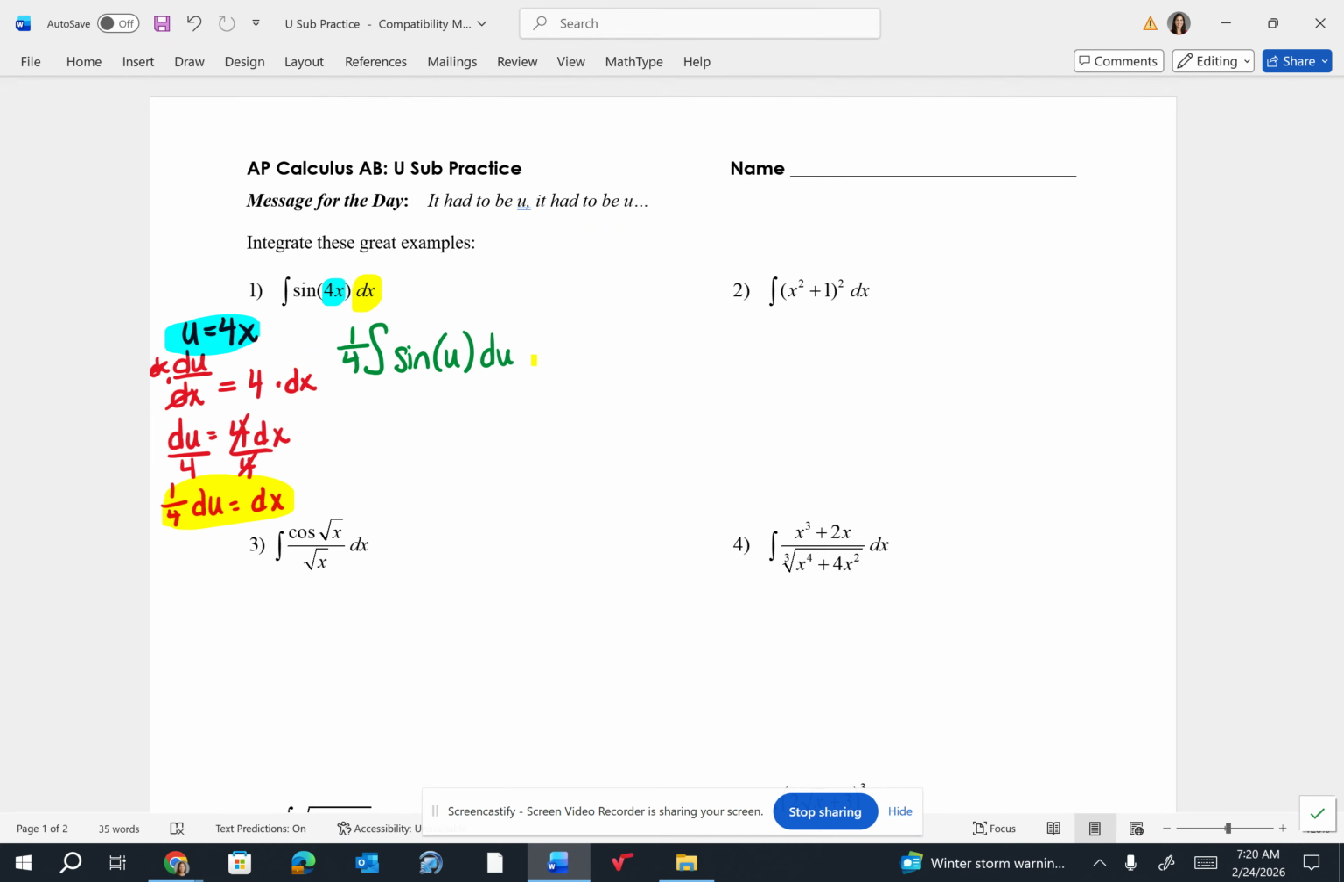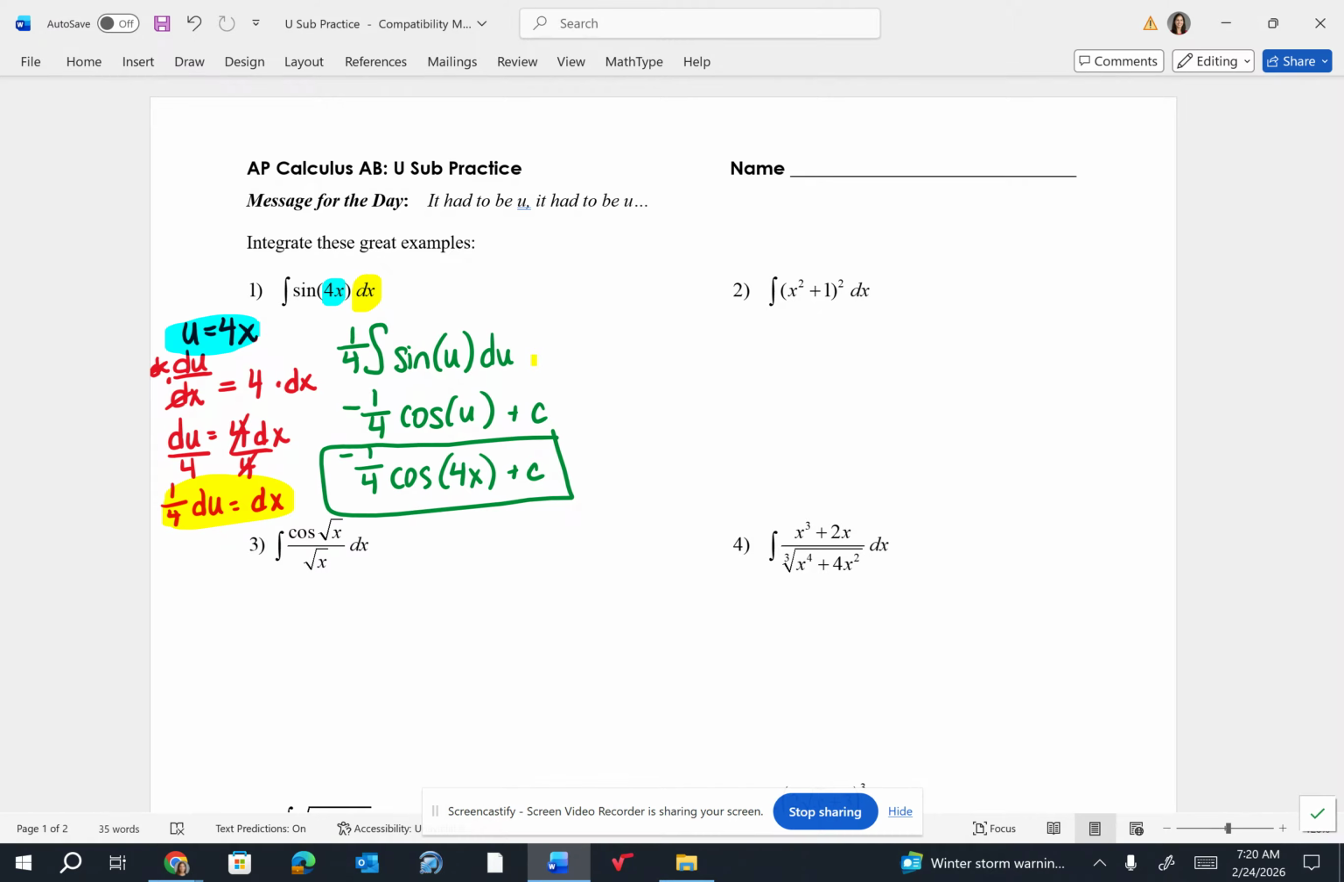Then I want to do the integral, so I have to take the antiderivative of sine u, which, the derivative of cosine, remember, is negative sine, so the antiderivative of sine is negative cosine. So I'm going to end up with negative 1/4 cosine u plus c. And then my final step is to go back, because I don't want any u's in my final answer, and replace the u with 4x. So negative 1/4 cosine 4x plus c is my final answer.